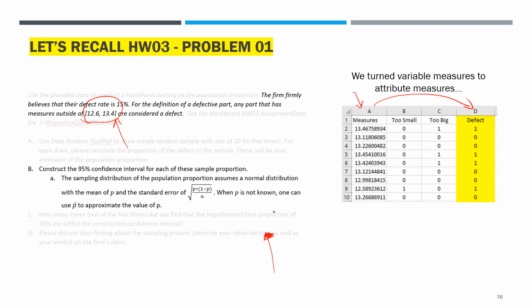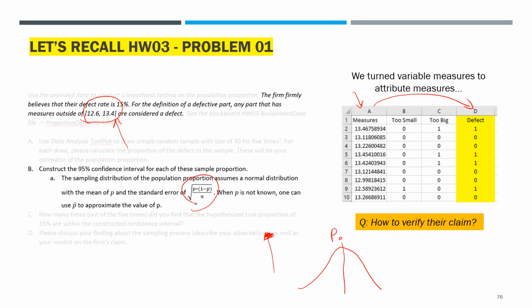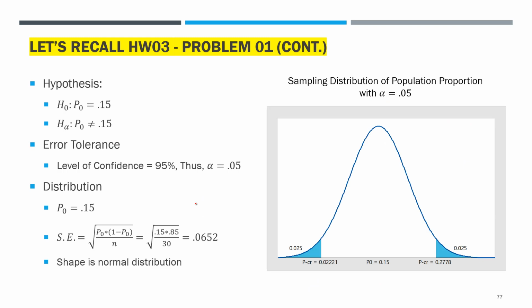In this case, if you're using the attribute variables, you use the normal distribution, with the average being the hypothesized proportion, and the standard deviation is this quantity right here. So this is the mechanics of doing hypothesis testing. You first formulate the hypotheses here. This is the null. This is the alternative.